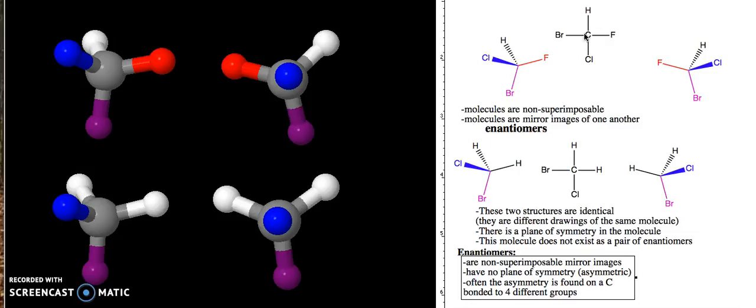This carbon is bonded to 4 different things: bromine, chlorine, fluorine, hydrogen. This carbon is not bonded to 4 different things. It's bonded to a bromine and a chlorine, but 2 of the things are the same: hydrogen and hydrogen, 2 identical groups. And that's why this molecule has a plane of symmetry and this one doesn't. And as I said, that frequently is how we can identify these asymmetric carbons, these molecules that are going to have enantiomers or exist as a pair of enantiomers. We have 4 different types of groups on the central atom.